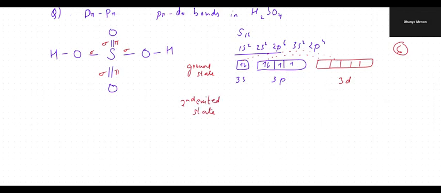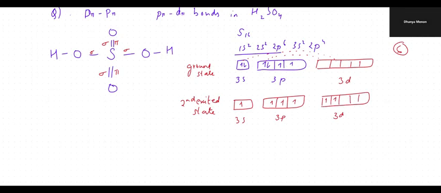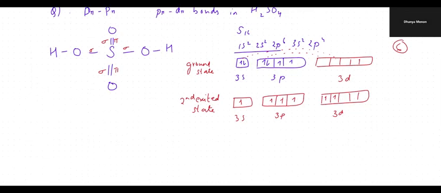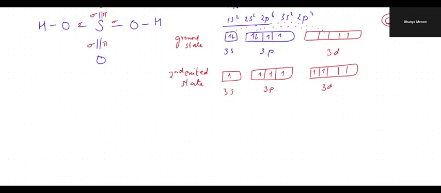So this is 3s, 1 electron. This is 3p, 1, 2, 3. This is 3d, 1, 2, 3, 4, 5. Okay, second excited because 2 electrons have moved. If 1 electron has moved, it is the first excited state. Second electron moving, it is the second excited state. So sulfur is now ready.